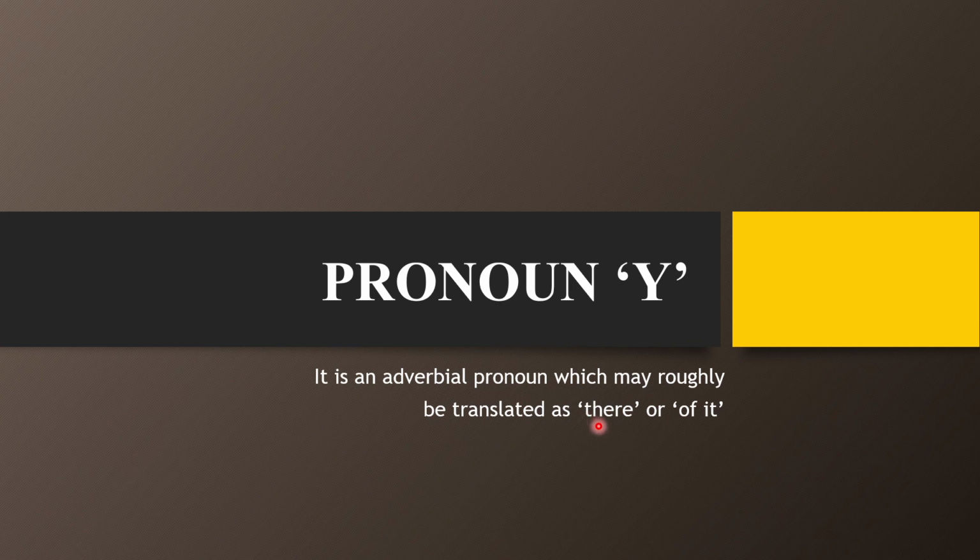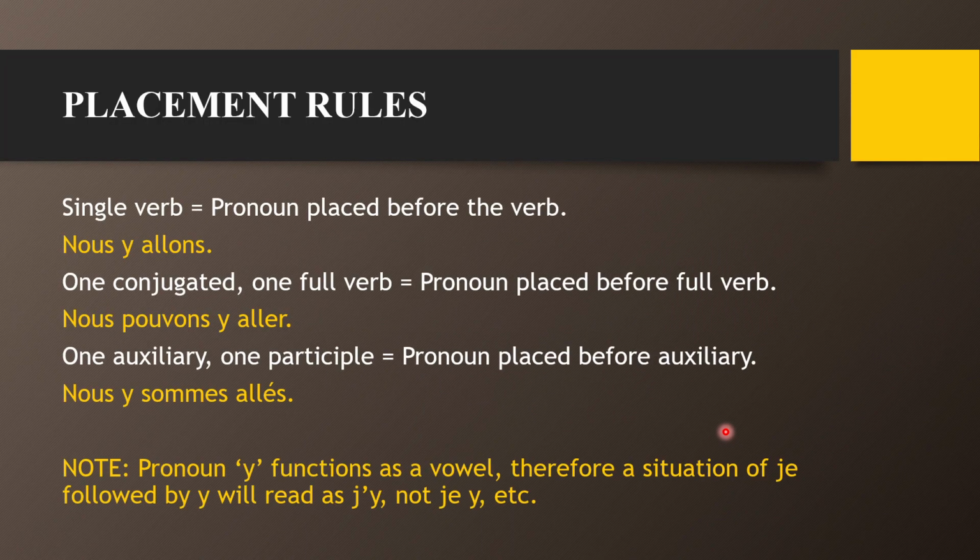So it is translated roughly as there or of it. It has no one translation. We cannot ascribe one translation to it. So we give it many translations like there, of it, about it, and so on. Now, before we see when it is used, you need to see how it is used, and by how I mean the placement rules. There are three situations of placement.